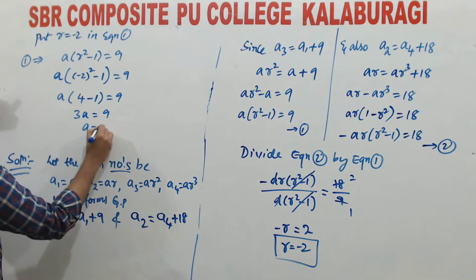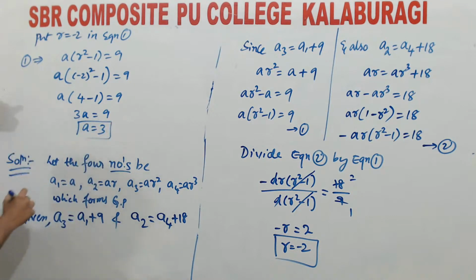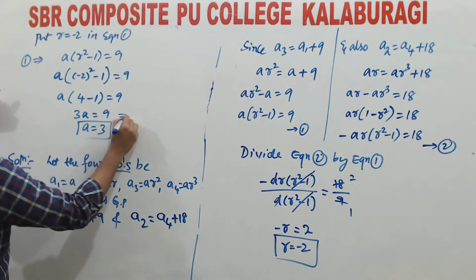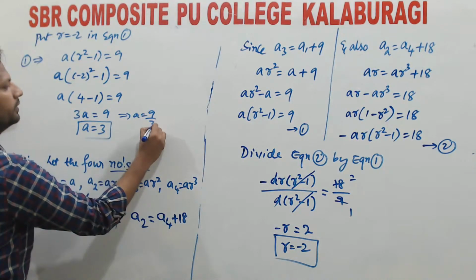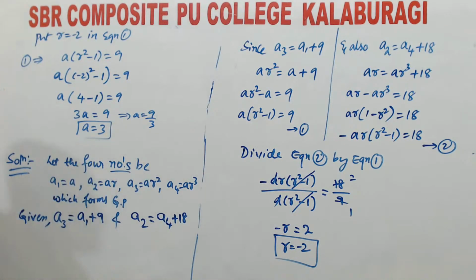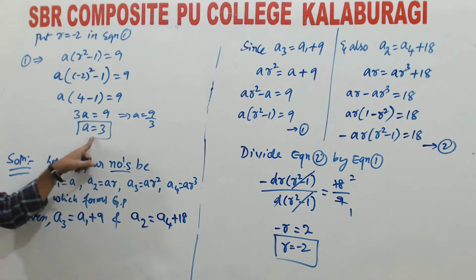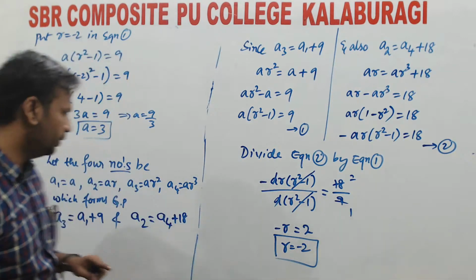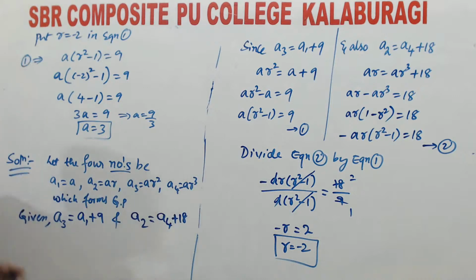So a equal to how much? 9 by 3. This implies a equal to 9 by 3, 3 threes are 9. So a equal to how much here? 3. Got it now? a you got, r you got. So you can find these 4 terms here, right? They are told to find 4 terms.